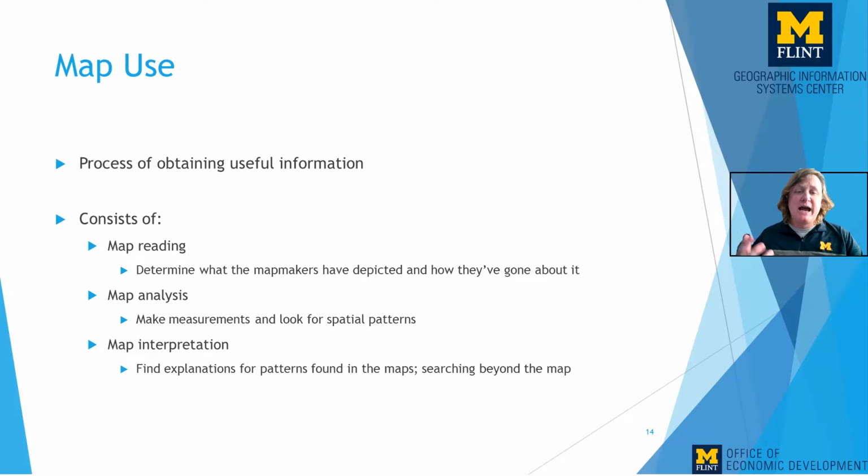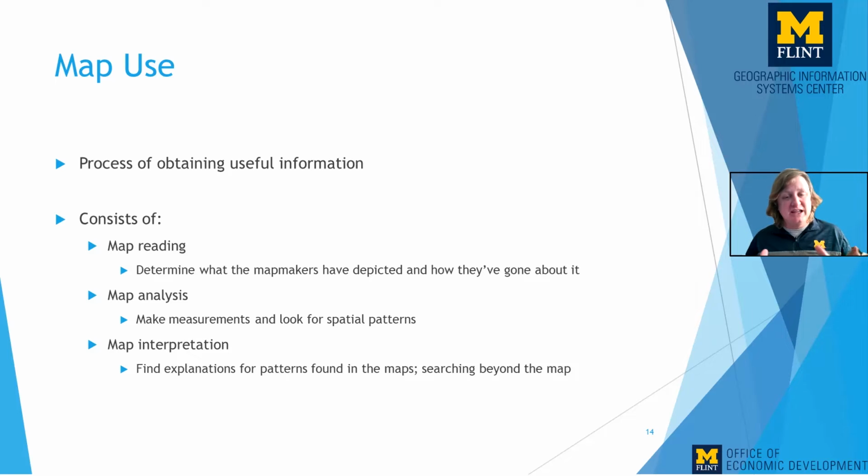And then through all these maps, we'd like to think of it as map use, or the process of obtaining useful information to then be able to say, okay, I use this map to solve this problem. And so we have three different parts of map use. First is understanding what is being depicted and how it's being depicted. So that's when you're reading the map. Once you understand what's on the map, then you can do some analysis, take some measurements, look for patterns that you can just visually see.